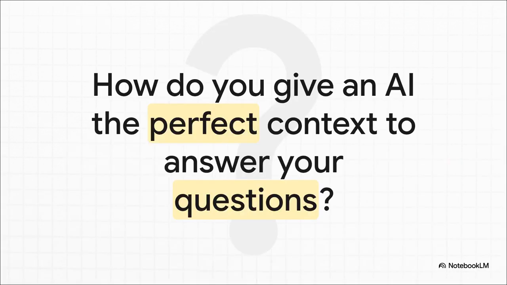So, how do you give an AI the perfect context to answer your questions? I mean, this is really at the heart of making these assistants useful, right? If you've ever gotten one of those vague, kind of useless answers, it's almost always a context problem. So let's look at a new approach that's tackling this head on.